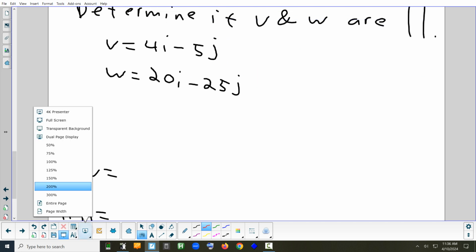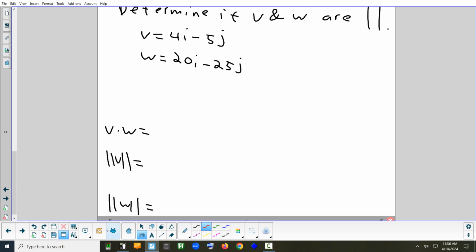All right, well, let's try this one. Dot product. What's 4 times 20? 80. What's -5 times -25? 125. Okay. So the dot product is 205. I can't tell you if they're parallel, but I can definitely tell you if they're perpendicular. Are they perpendicular? No. It would have had to come out to 0 for a dot product. Okay, so I don't know if they're parallel.